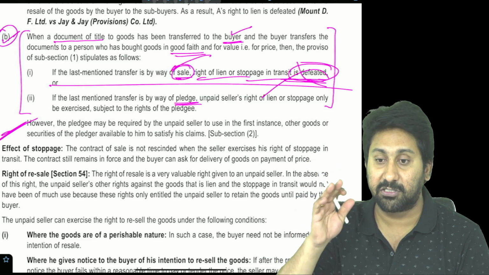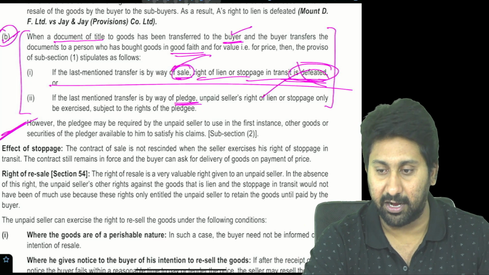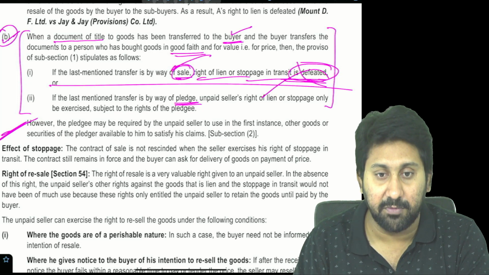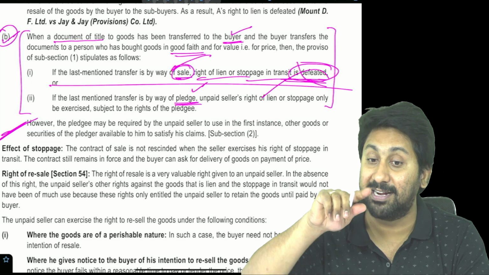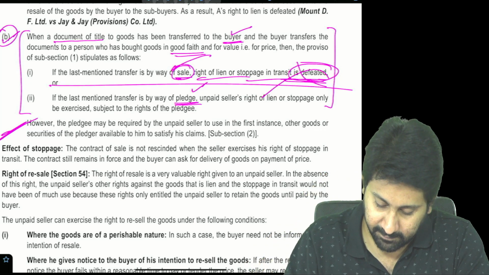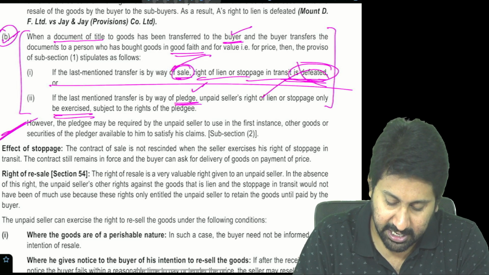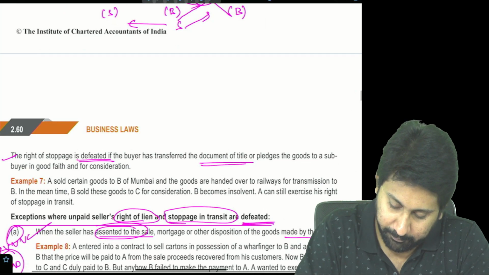Okay, next point. Let us try to understand the next issue clearly. If the last mentioned transfer is by way of a pledge, that means the buyer didn't sell, the buyer pledged it, the unpaid seller's right of lien or stoppage in transit can only be exercised subject to the rights of the pledgee. Sir, what does it mean? Sir, I will explain this.